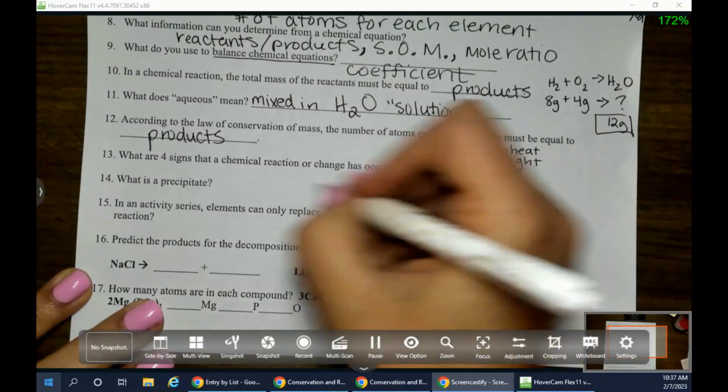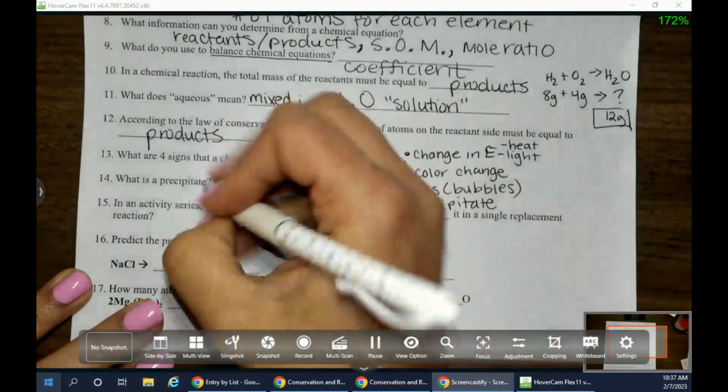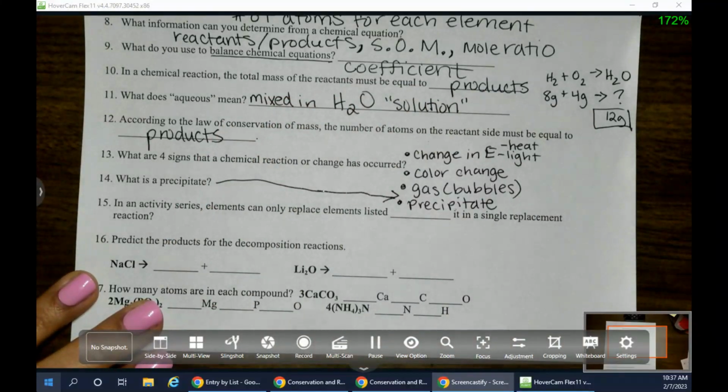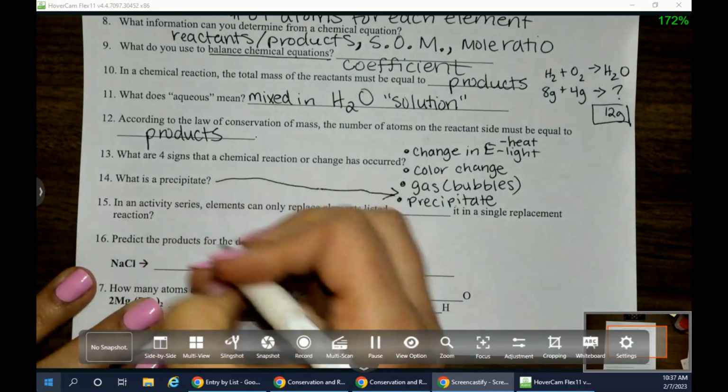All right. And what is a precipitate? What state of matter was the precipitate yesterday? It sunk down to the bottom. Solid.